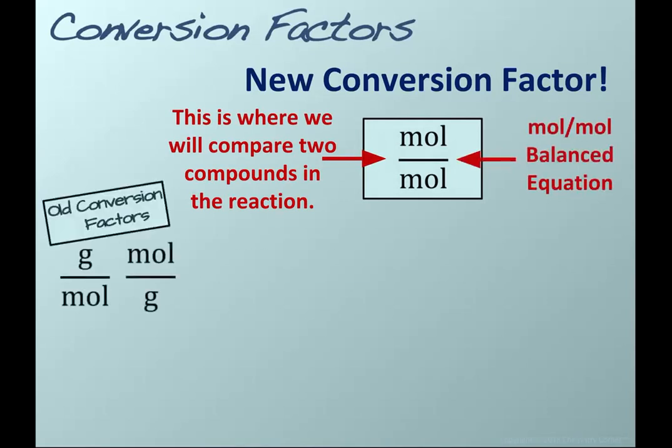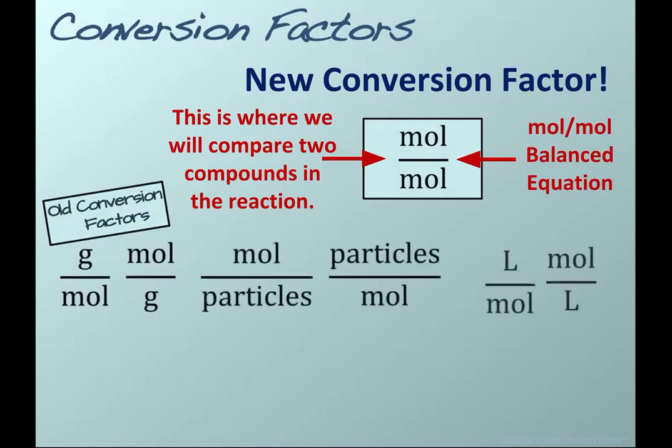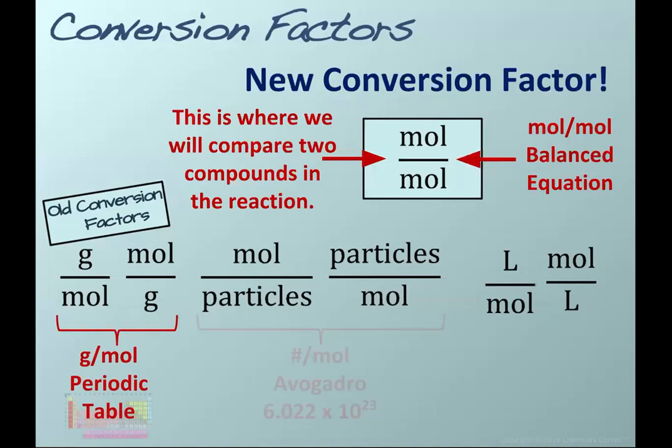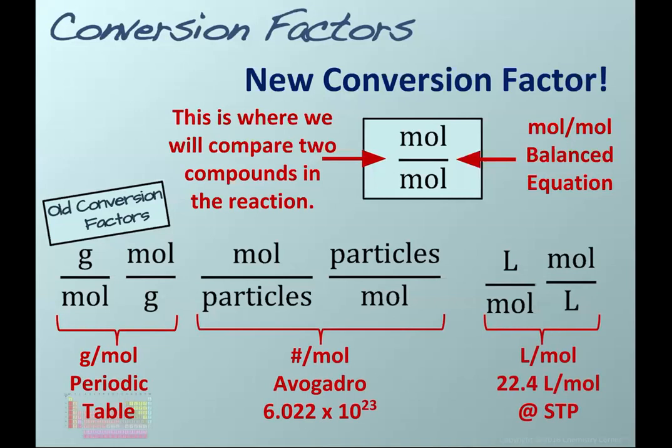Okay, here's our old conversion factors. Grams to moles or moles to grams, moles to particles, particles to moles, and liters to moles or moles to liters. Where did we find our grams to moles or moles to grams? From the periodic table. What did we do with moles to particles or particles to mole? That's Avogadro's number. And liters to moles or moles to liters, that was the 22.4 liters to moles. Okay, those are the conversion factors that we've already used.